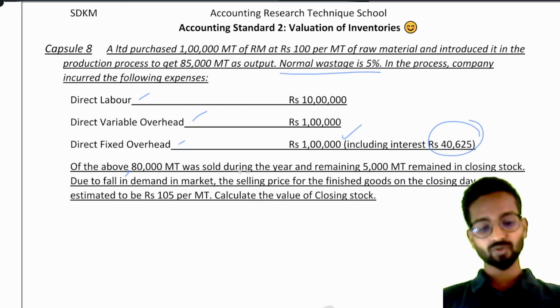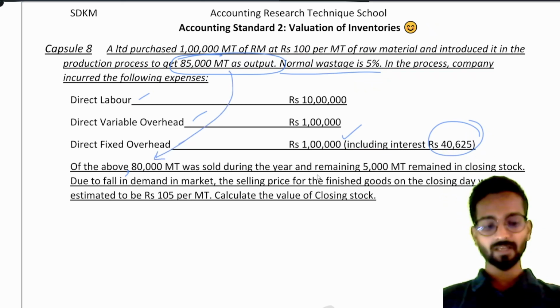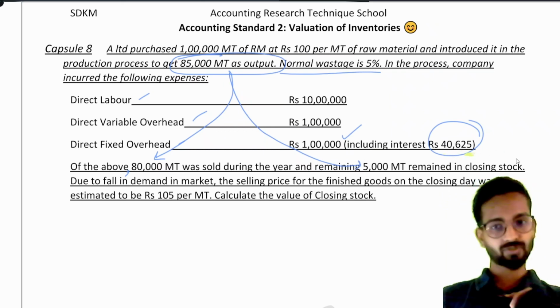Now after that, of the above 80,000 metric ton was sold during the year. See how much was my output? Output was 85,000 metric ton. They are saying out of this 80,000 has been sold during the year and the remaining 5,000 metric ton remained in the closing stock. So out of this 85,000, 5,000 is still in the closing stock.